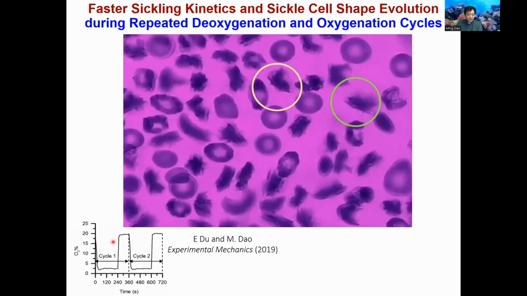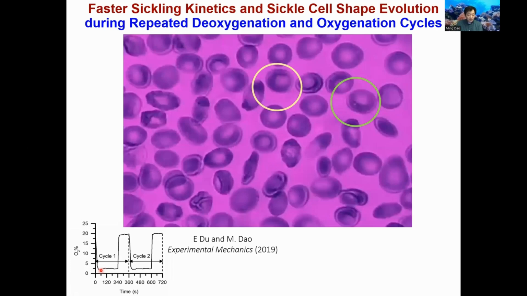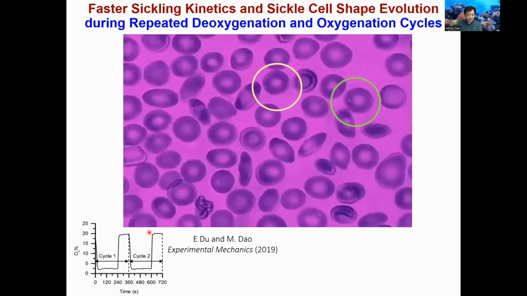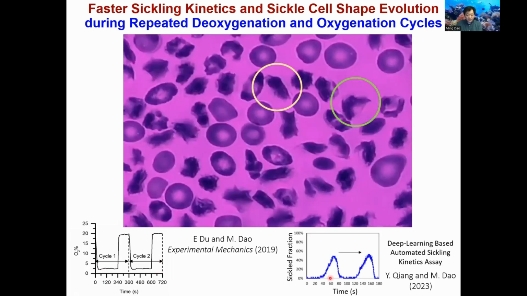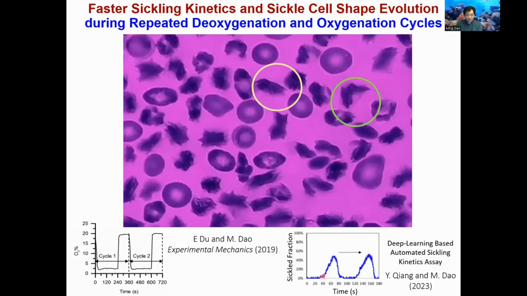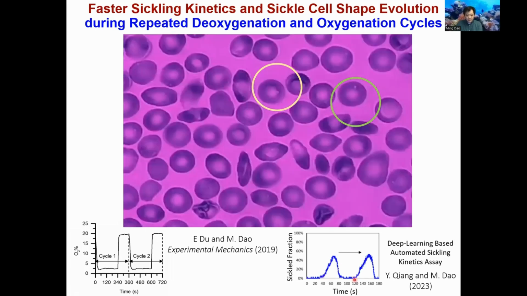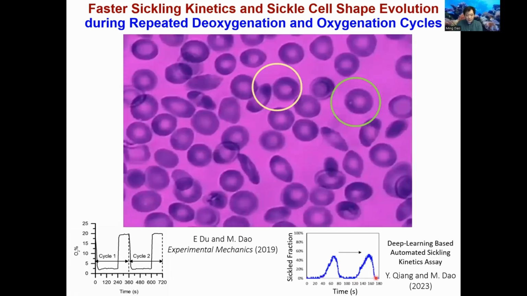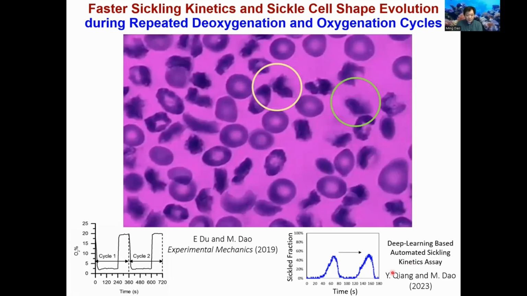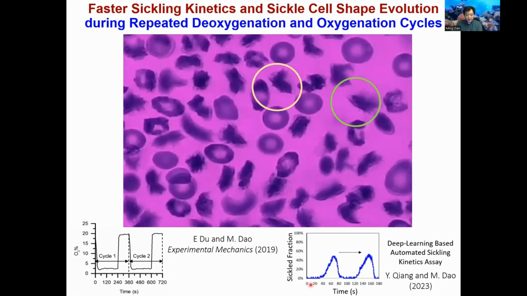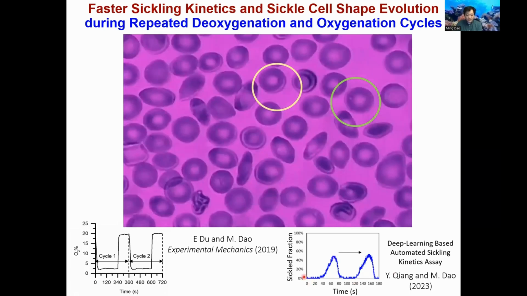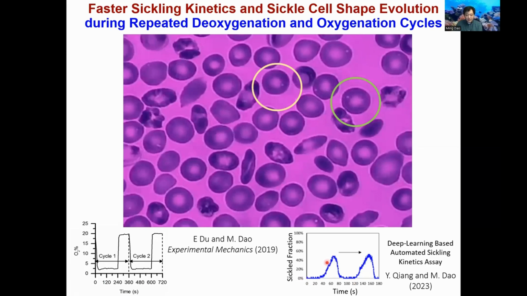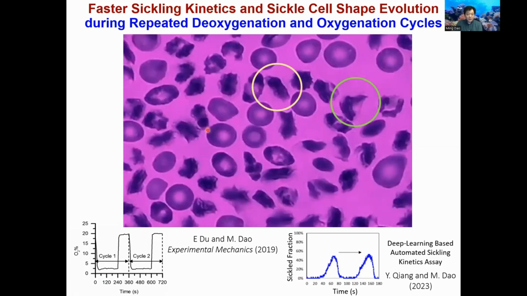So this is the oxygen level changes between these two cycles. And you can see that we can actually account for this using deep learning to quantify the sickle fraction versus time. So this is the sickling kinetics curve, because there's a lot of heterogeneity.